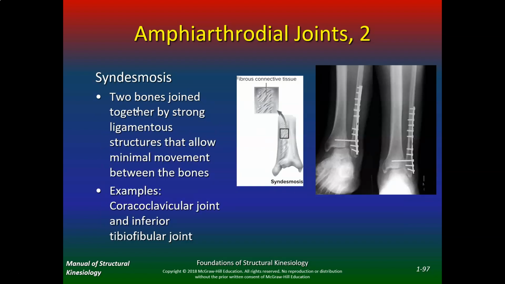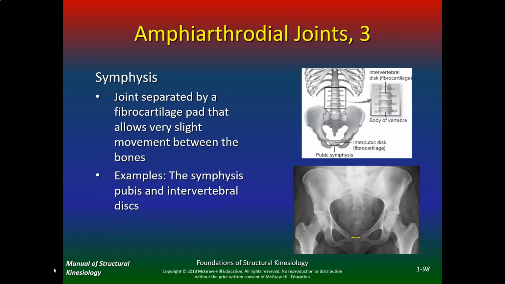Now, syndesmosis, two bones joined together by strong ligamentous structure that allow minimal movement between the bones. But if you have a huge fracture in your ankle, which some of you do or did, then you would have to replace it with screws, plates. Okay? Another example of amphiarthrodial is your acromioclavicular joint. And then, of course, the inferior tib-fib. The symphysis, see that's pubic symphysis, see that separation? So there's that separation of the pubic symphysis.